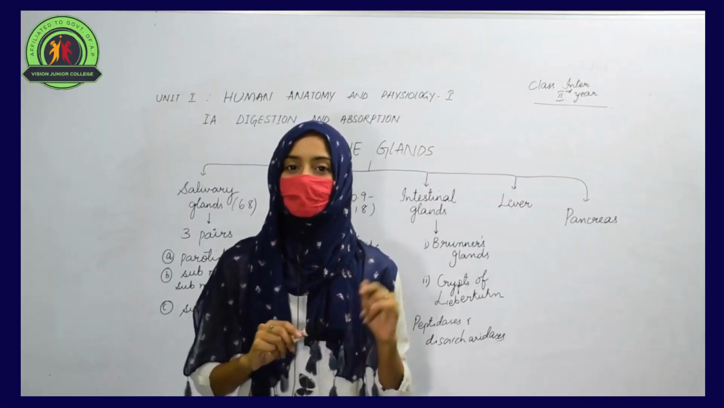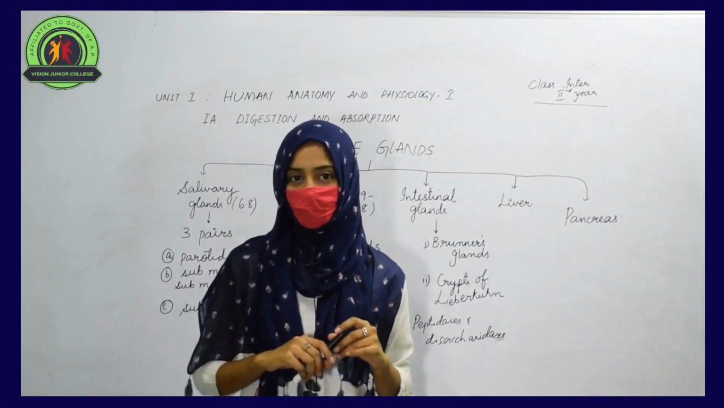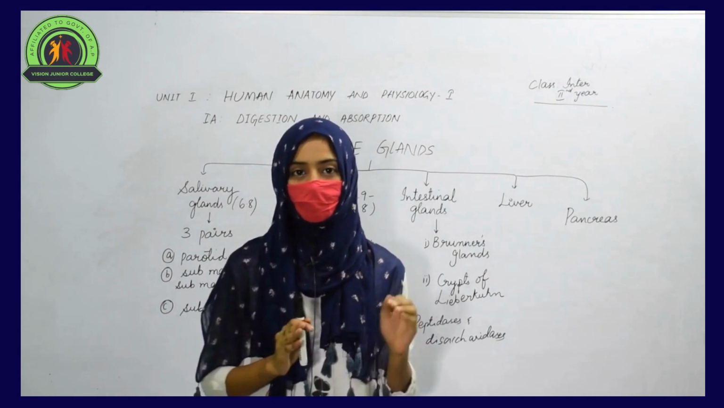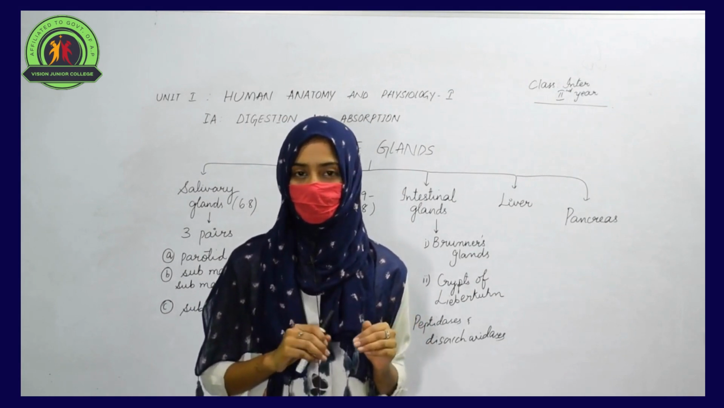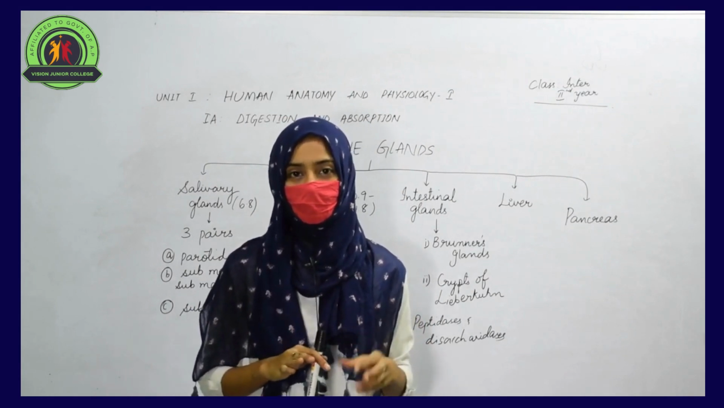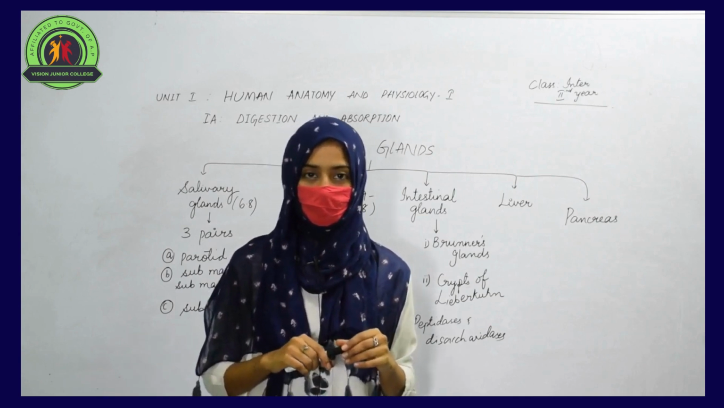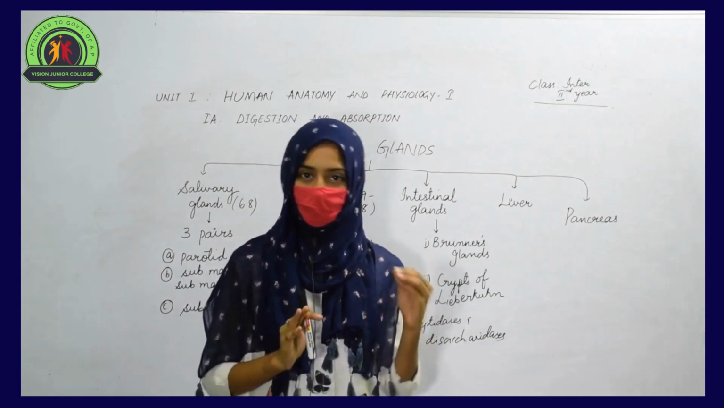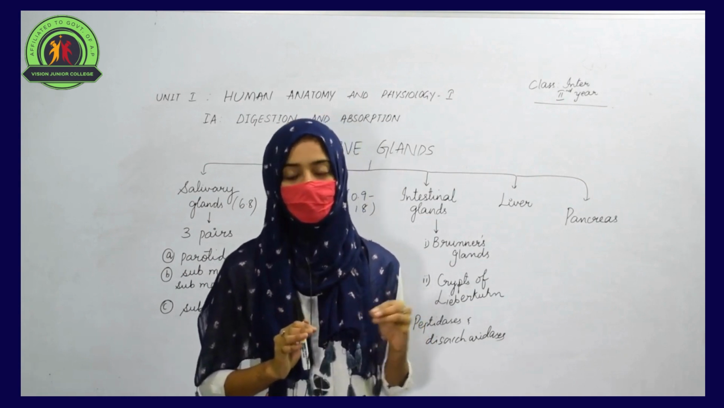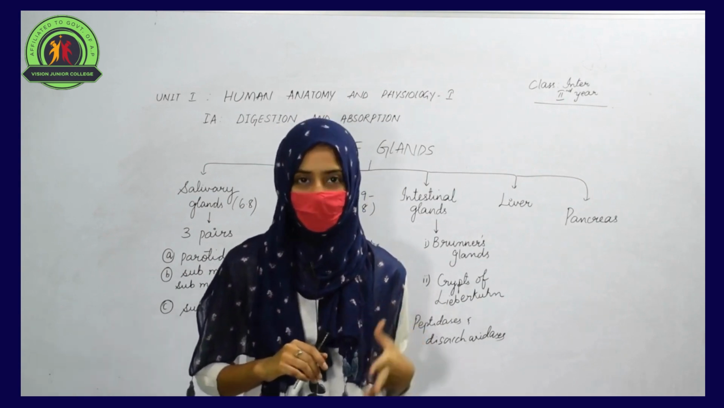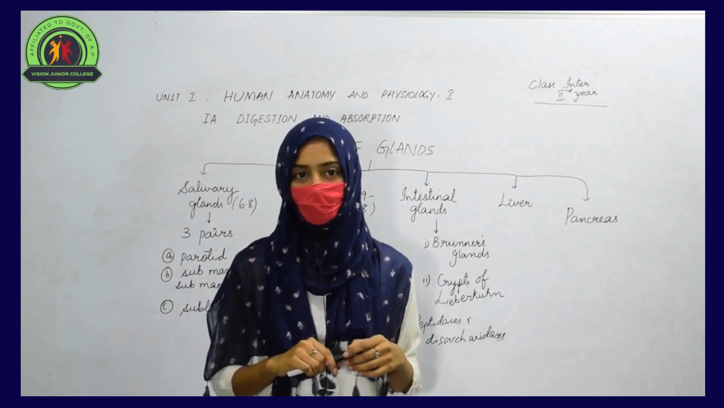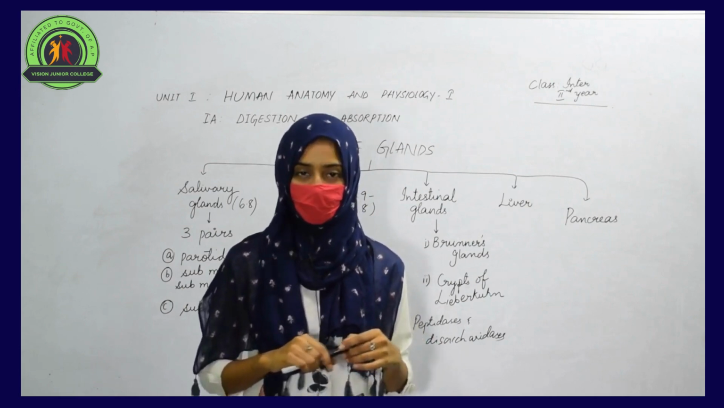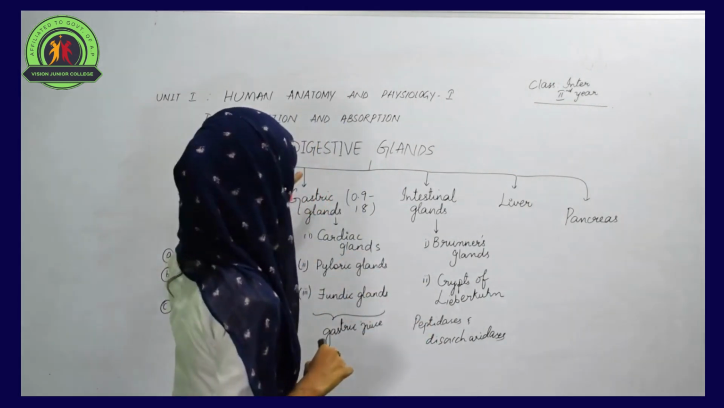Doing well. In the last class, I explained the different organs that form our digestive system, the different organs found in the alimentary canal or digestive tract. Up till now we were discussing those organs. In today's class, let us talk about the different glands that help in carrying out the process of digestion, and those glands are called digestive glands.